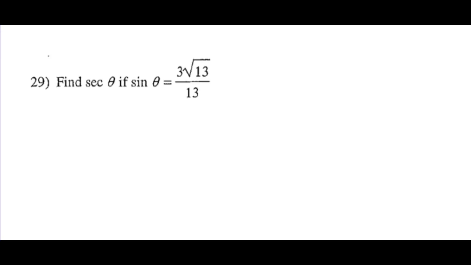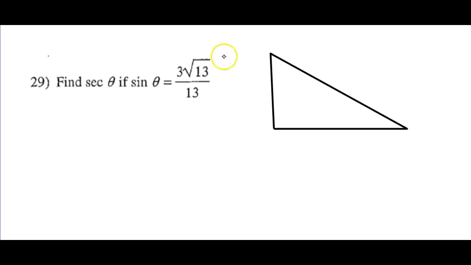All right, next says, and this is number 29, find the secant of theta if the sine of theta is 3 square root of 13 over 13. Let's, once again, stay in the world of triangles for now. I know that sine is opposite over hypotenuse, so this is 13. I'll call this angle theta. This right here is going to be 3 square roots of 13. And so I want to know what the secant is.